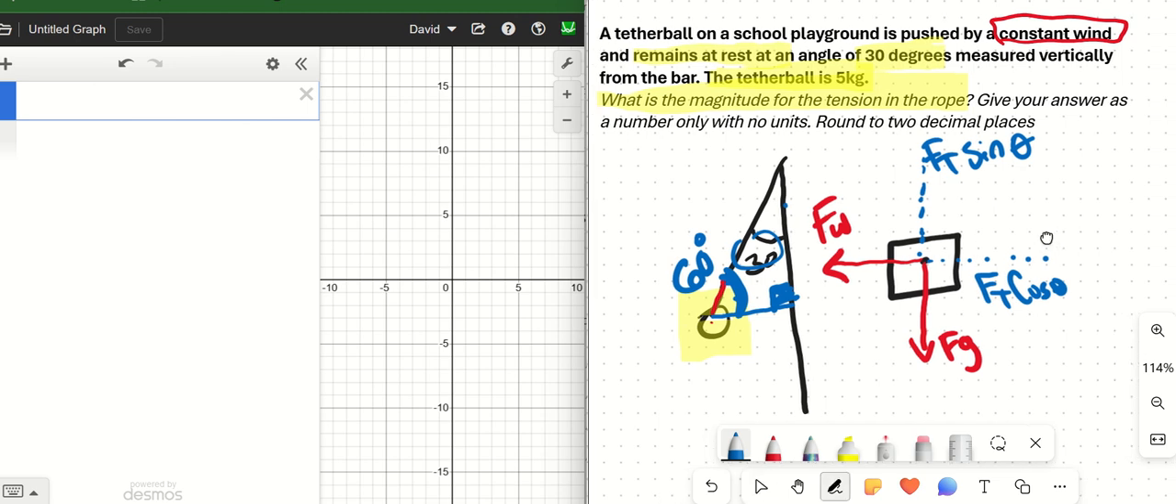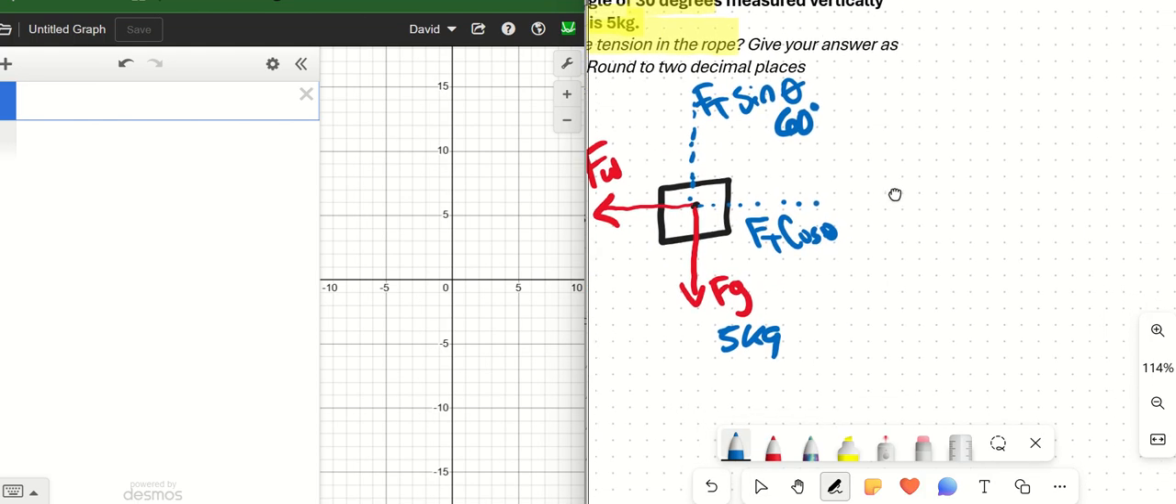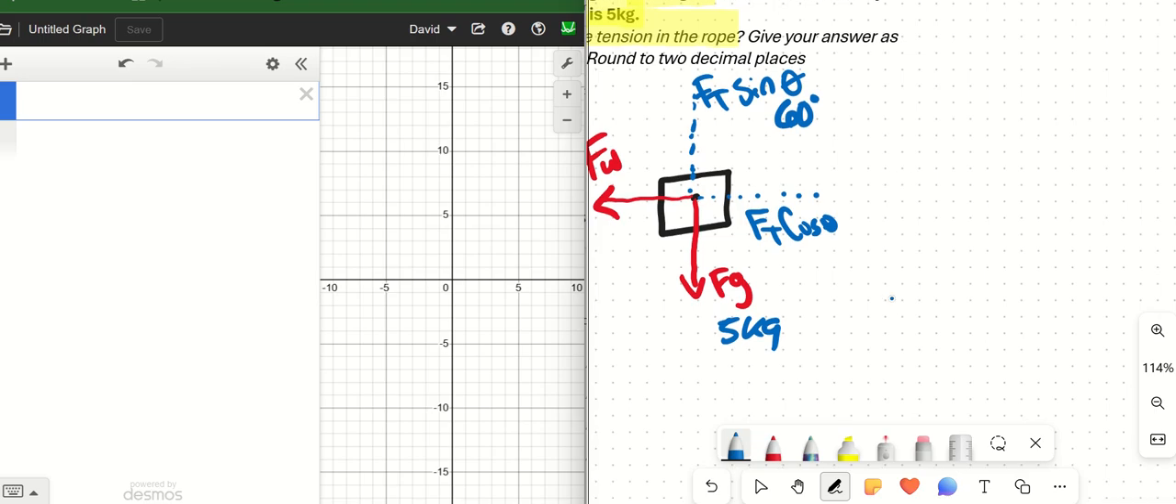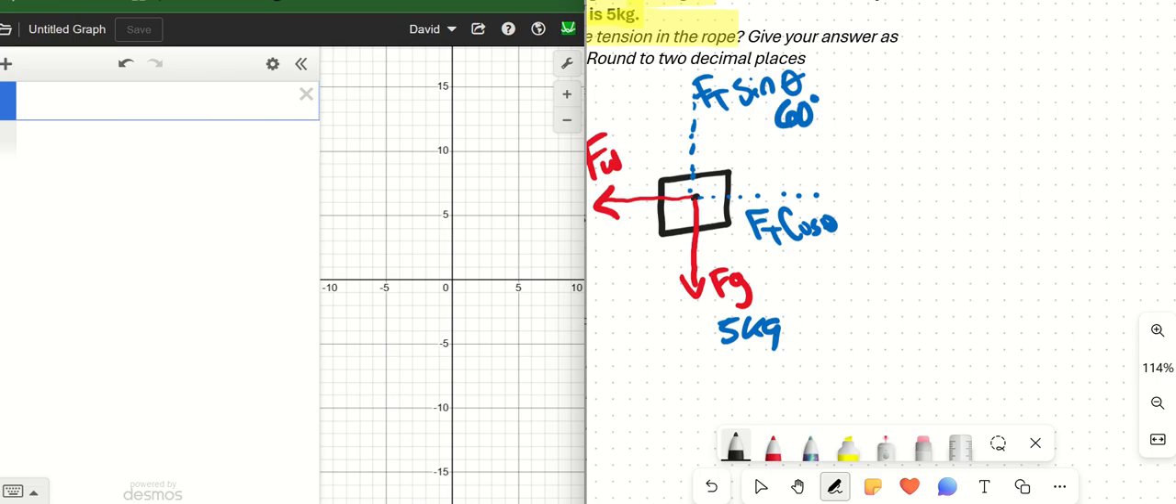Now what I'm going to do is use Newton's second law. So let me just mark this down. This is 60. My mass is 5 kilograms. And now I'm going to use Newton's second law equation to figure out what that force of tension is. Just like when we're doing motion, we could look at only the horizontal, or we could look at only the vertical, and that will give us a very quick way of finding out what this force of tension is.